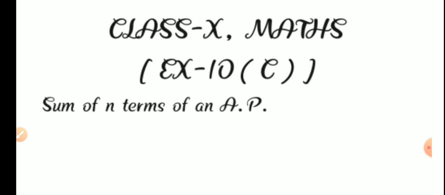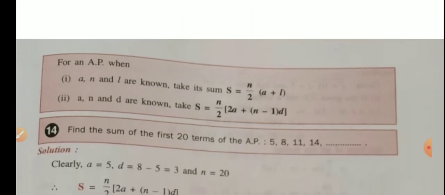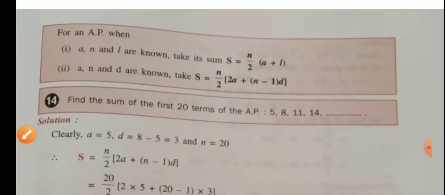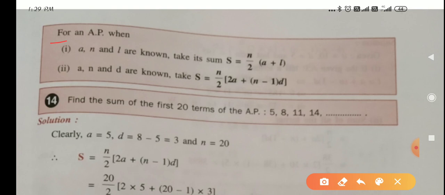Today I am going to explain exercise 10th C. In this exercise you are going to study the sum of n terms of an AP. You see here, it is written that for an AP, when A, N and L are known, then the sum S will be n by 2 into A plus L.